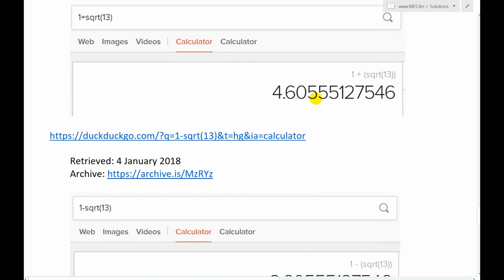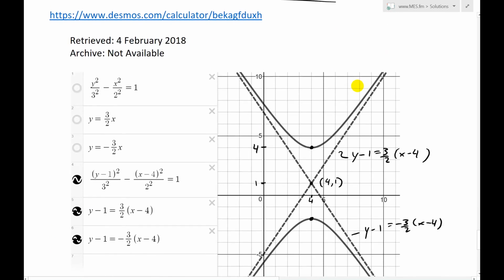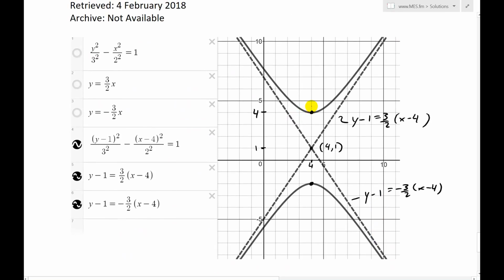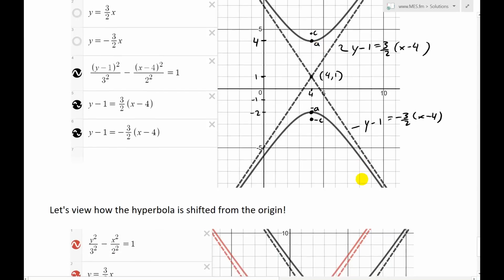It's at 4.605. So the foci are at 4 and 4.6, and 4 and negative 2.6. In other words, it's going to be at 4.6 somewhere about over here. That's the C value right there. And the other one's going to be at negative 2.6. So this is negative 1, negative 2, and then somewhere across here it's going to be in between, somewhere over there. So there's a C. It's very, very close to the vertex right over there. Very interesting. Let's put a negative C and a positive C, and there's our A, negative A, and positive A, like that at that point. So yeah, very interesting stuff.